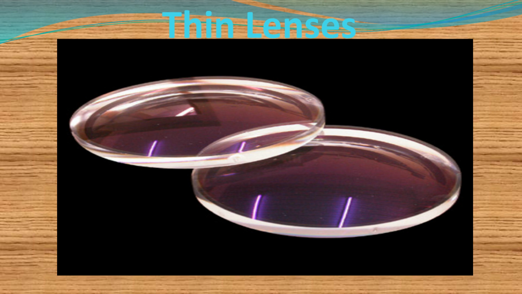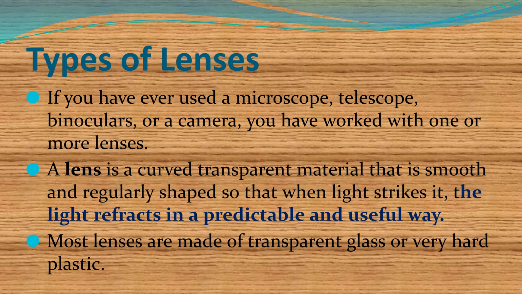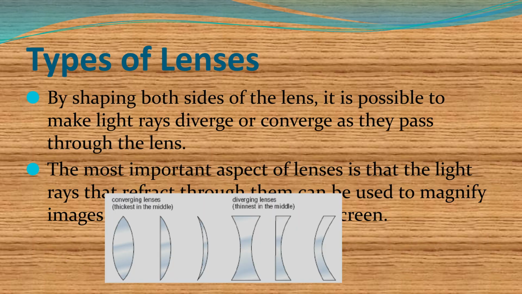This video will explore thin lenses, focusing on their types, terminology, and how to draw ray diagrams. Lenses are curved, transparent materials found in tools like microscopes, telescopes, and cameras. They refract light in a predictable and useful way, and are usually made of glass or hard plastic. The shape of a lens determines if light rays diverge or converge as they pass through. Lenses are essential for magnifying images or projecting them onto a screen.